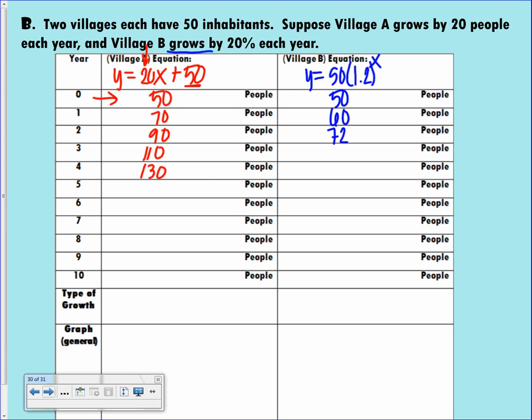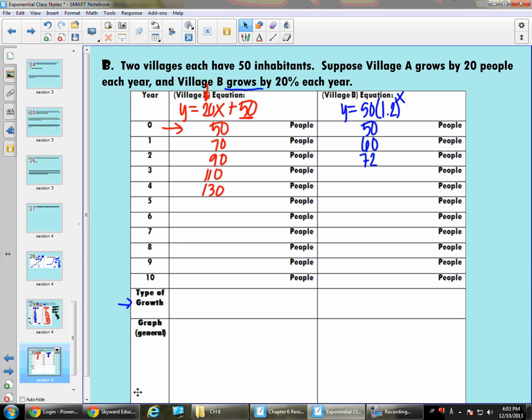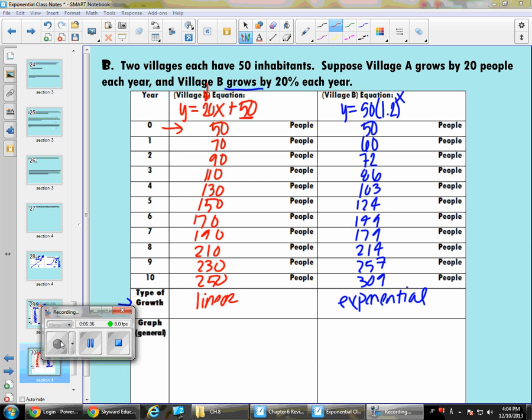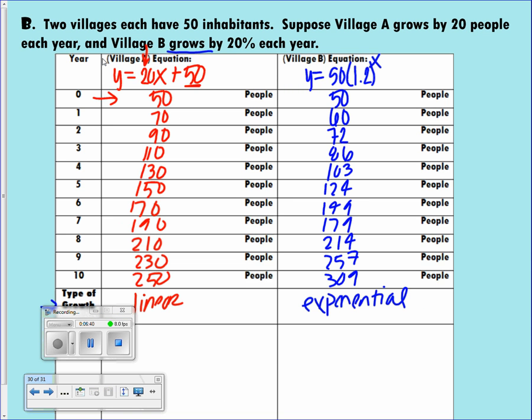Okay, so go ahead and pause me again, fill in that table, and see if you can also fill in the type of growth down here. Okay, so by now you should have your table filled in, and you should check that your table matches my table. Notice on the right-hand side you may have gotten decimal answers, but we are talking about number of people, so I would have rounded.